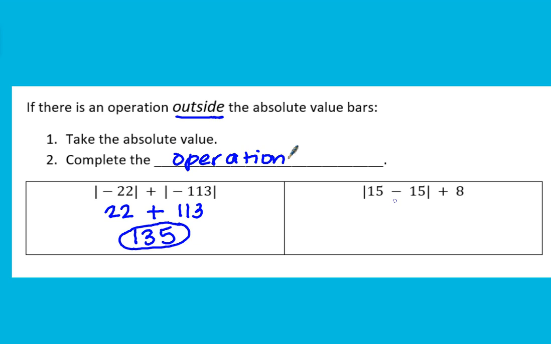Moving on to this next example, we have an operation inside the absolute value bars and one that's outside. So we first want to do what's inside first. We start with 15 minus 15. That's going to give us 0, but we still haven't taken the absolute value of that yet. Then we need to add 8 to it. The absolute value of 0 is 0, and we're going to take that first because now the operation is on the outside of the bars. Then we're going to add 8, and 0 plus 8 just gets us 8. And there's our final answer.